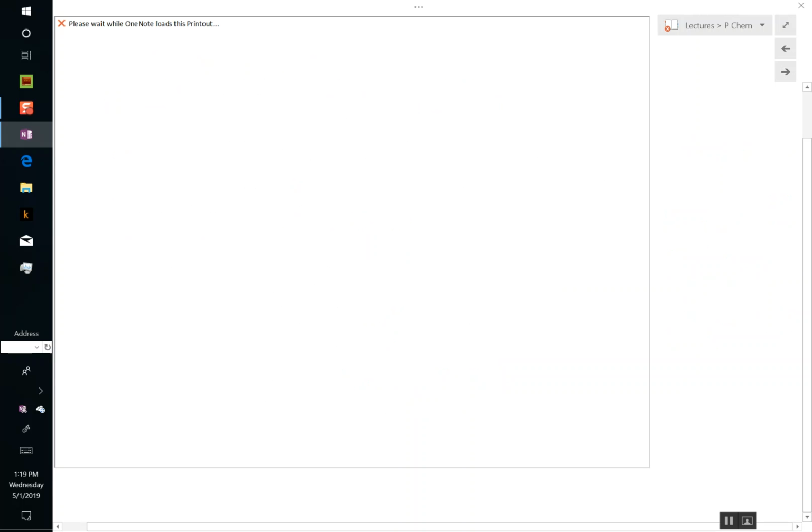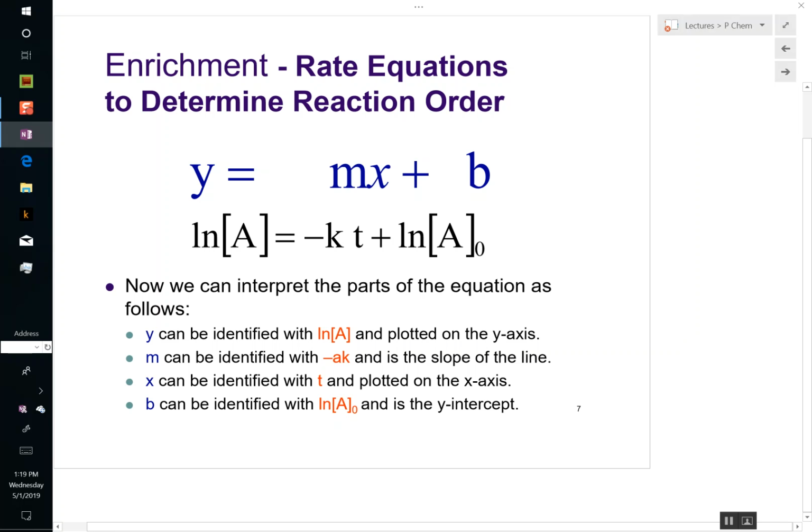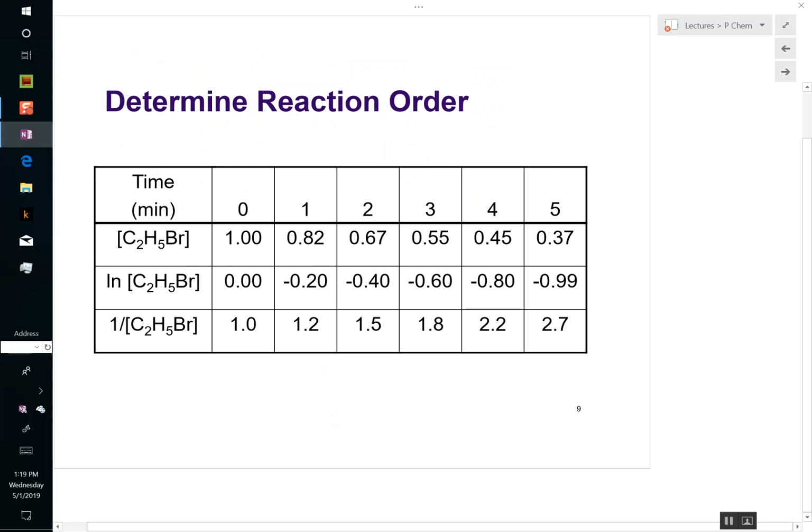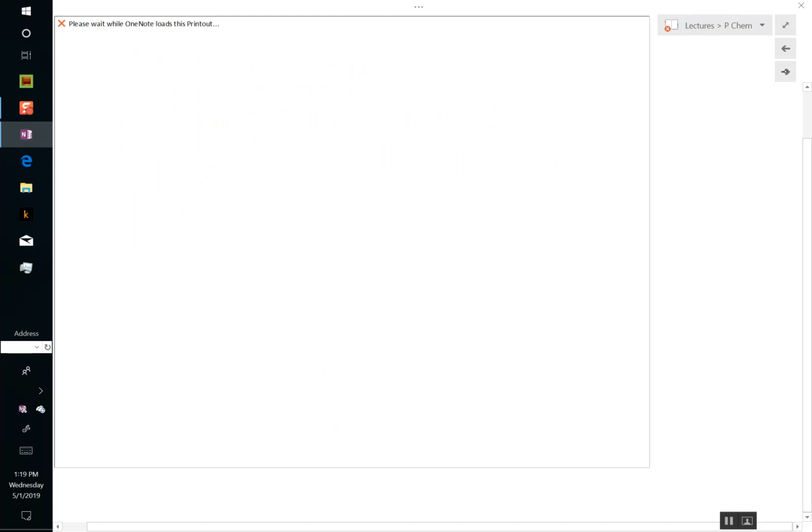All right, that's basically what a few of these slides are talking about. Just how you are looking at it as y equals mx plus b. There's your data right there. And then determine the order of that reaction.